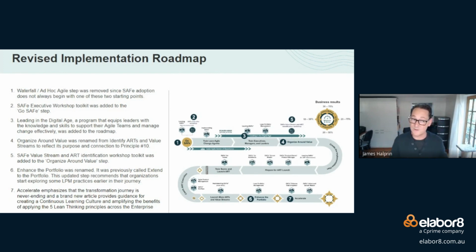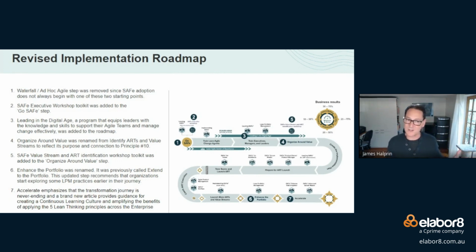Organizing around value has now been renamed to Identify ARTs and Value Streams, which is effectively what we did at that particular point in the implementation roadmap. The SAFe Value Stream and ART Identification Workshop, which was always run, has now been visualized in the implementation roadmap. There's been a slight tweak to the naming of enhancing the portfolio. It used to be called extending to the portfolio.